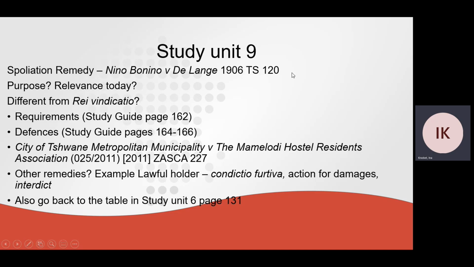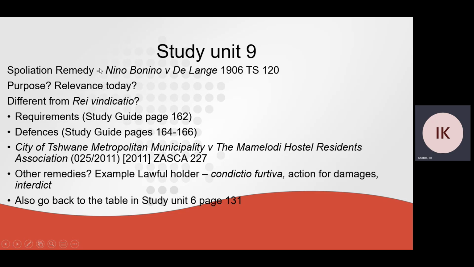For me personally, this is the most interesting part of property law, the part that I personally like the most to explain. I really want you to make sure that you understand how this remedy operates, and that you have a very clear picture in your mind of when this remedy becomes relevant.